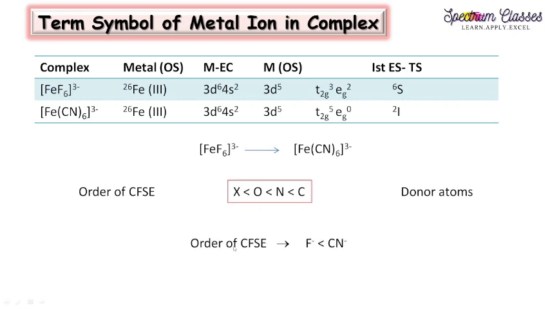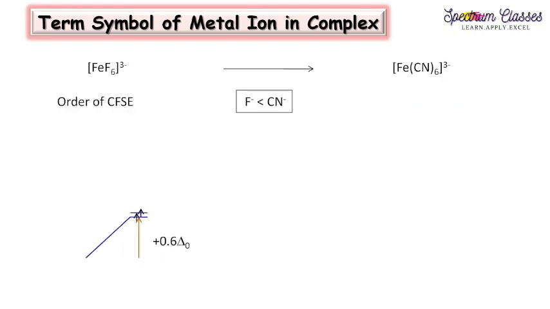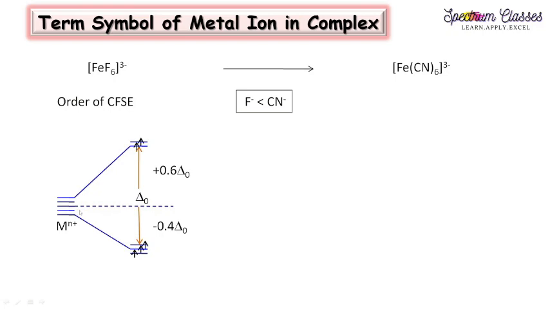Now coming to the ligands in these complexes, the order of CFSE is that fluoride has lesser crystal field stabilization energy as compared to CN. How do these ligands affect the filling of electrons in the d orbitals? This is step 2: to decide whether it is a weak field ligand or a strong field ligand, and on the basis of this we fill the electrons. So the filling of electrons takes place like this.